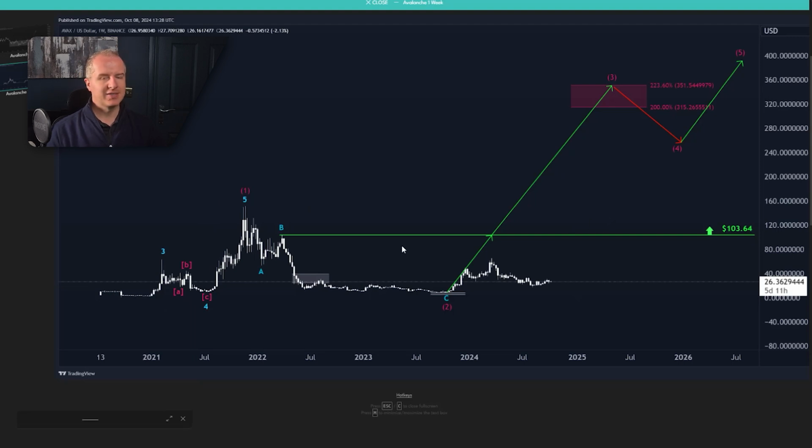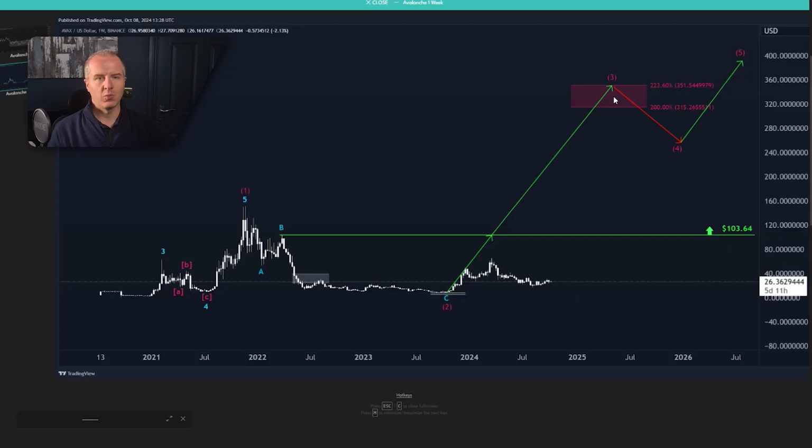Now you can see this is the weekly chart, right? So we see a key level at $103.64. That's one of these typical breakout points that need to be crossed to unlock higher price levels, especially here in the third wave. We are watching for the price to get to $315 or higher. So there's a specific target area between the 200% Fibonacci extension and the 223.6 extension. And yeah, it's located between 315 and 351.